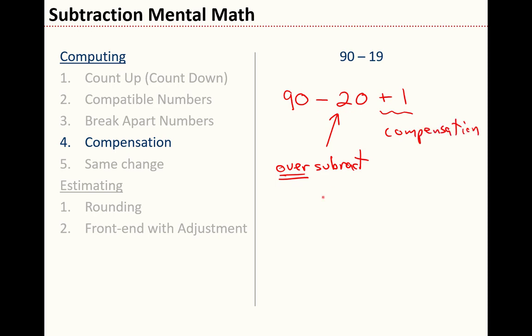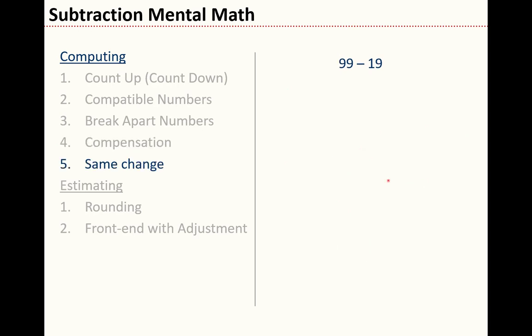So the 90 minus 20 is 70, and then plus 1 gives me 71. This is a nice technique: over subtract and then add back. Same change. We could use compensation here. I could subtract 20 and then add 1 back.